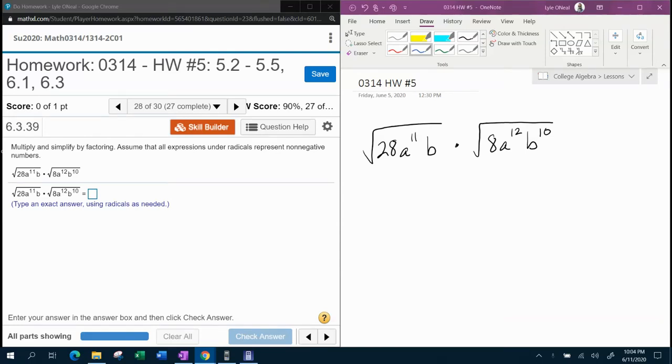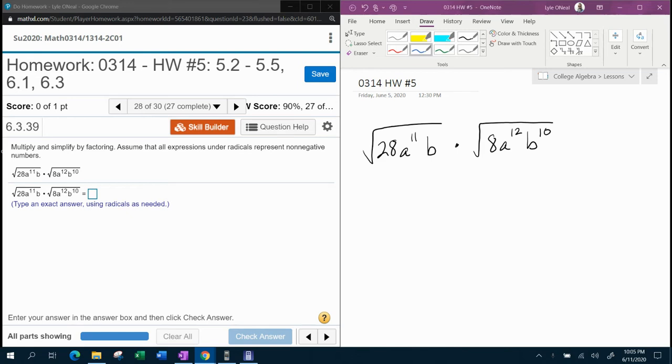Question number 28 from our 0314 homework number 5 in MyLab Math. The instructions say multiply and simplify by factoring. Assume that all expressions under radicals represent non-negative numbers. So we're going to multiply these two square roots together. We know that they're square roots because you don't see the index.